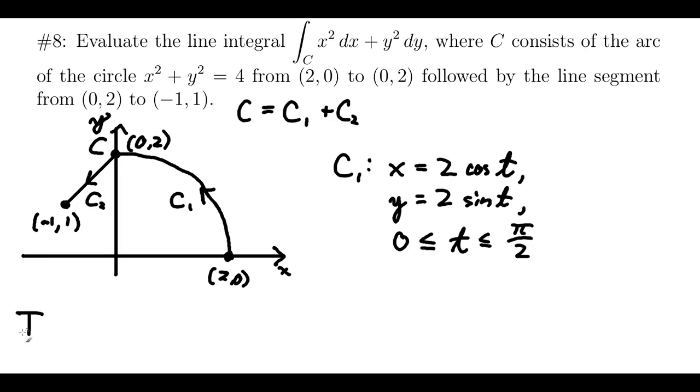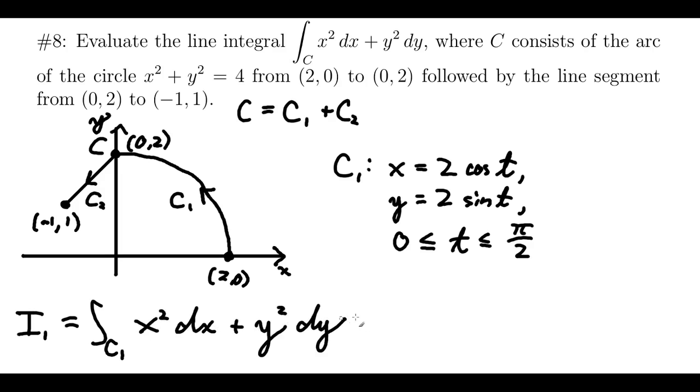So the integral that I'm going to call I1 will be the integral along the curve C1 of x squared dx plus y squared dy. Now remember from the textbook, this is a shorthand notation for the sum of these two separate integrals. It's the integral along C1 of x squared dx plus the integral along C1 of y squared dy.